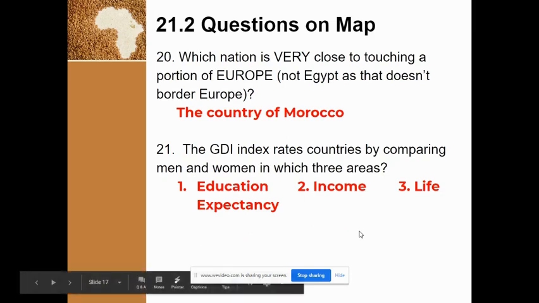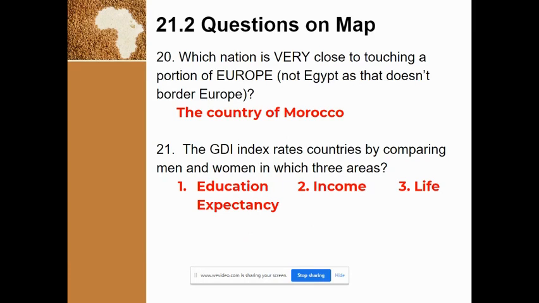And number 21, the GDI index rates countries by comparing men and women in which 3 areas? That's education, income, and life expectancy.